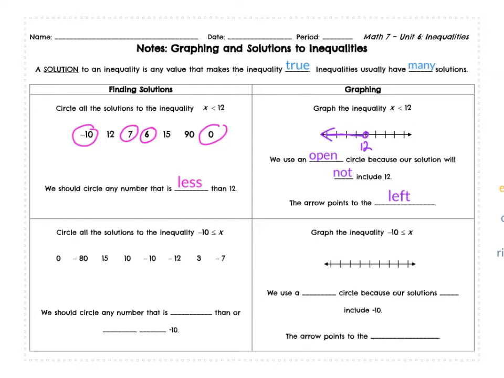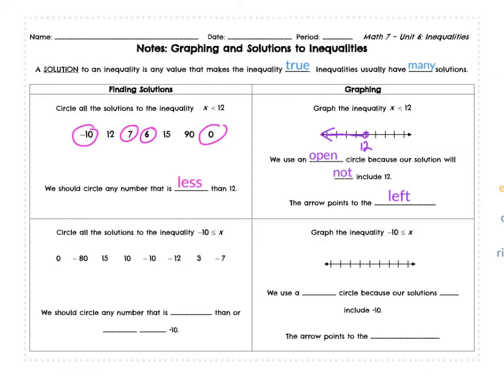Now let's take a look at our second inequality to find a solution down at the bottom left-hand side, where we're talking about circling all the solutions to the inequality negative 10. Again, I'm taking a look at my sign, and my sign has the open mouth eating the variable. Since the alligator is eating the variable, I know we have greater than for the variable, or less than facing the negative 10. You can read it either way. Negative 10 is less than or equal to x, or x is greater than or equal to negative 10.